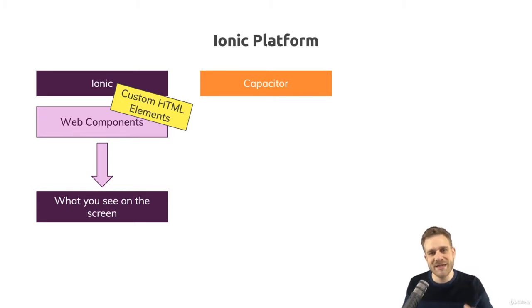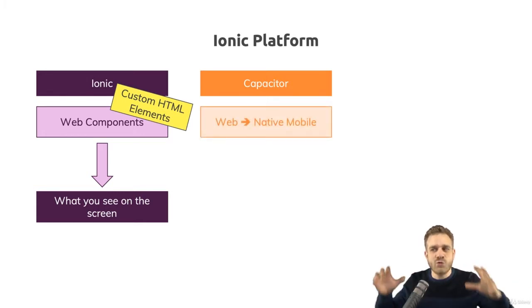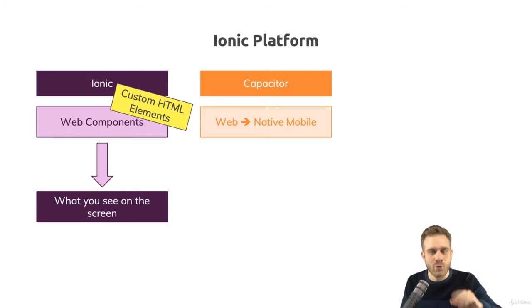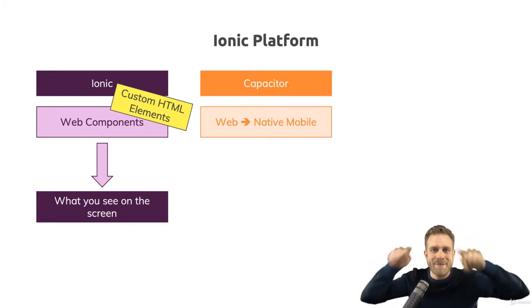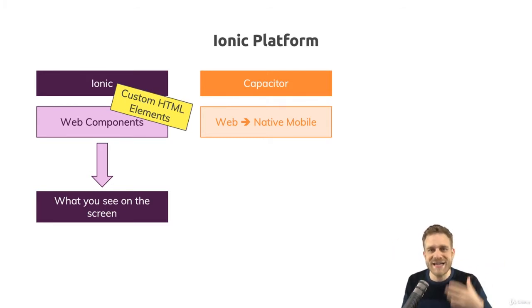Now, Capacitor is essentially a tool that is capable of taking your existing web app and wrapping it into a so-called web view, into a native mobile app. So in the end, it gives you a native mobile app that runs your web app inside of it, but in a way that is indistinguishable for the user from a normal native app, because it is a normal native app, just with, well, a web app included in it, but it looks and feels like a regular mobile app which you build with native mobile controls, as you will see in this course. And that's amazing because this allows you to take your web app and convert it into a mobile app easily.